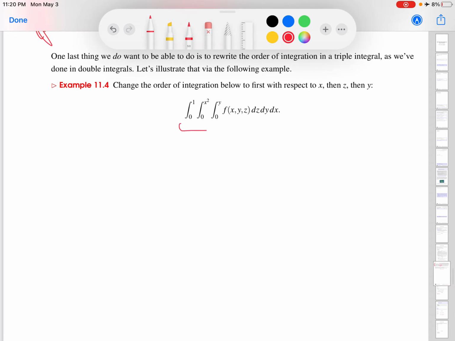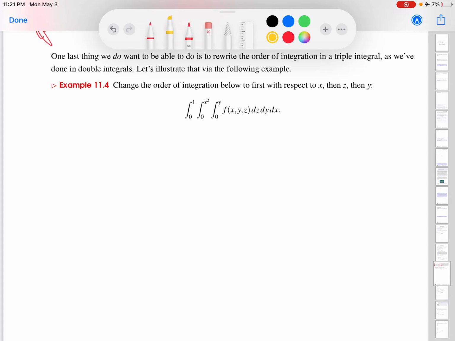So now we are at triple integrals, and I just wanted to give you an example of how to do that. Notice that in this example it says change the order of integration below to first with respect to x, then with respect to z, then with respect to y. We're not told the integrand. So the whole point of this example is just to help you practice that skill of changing the order of integration. It really does not matter what the integrand is. It really is just about knowing how to set up the integration region in a different way from what is provided.